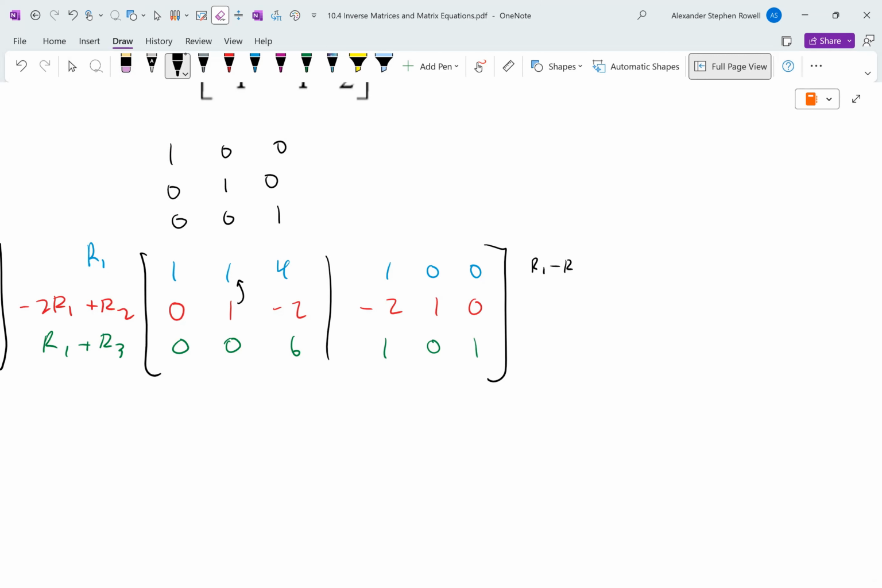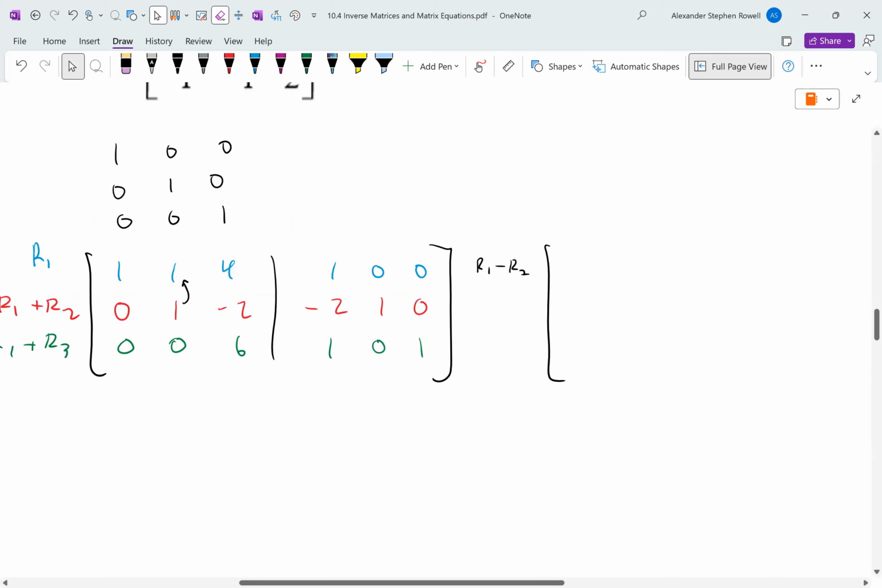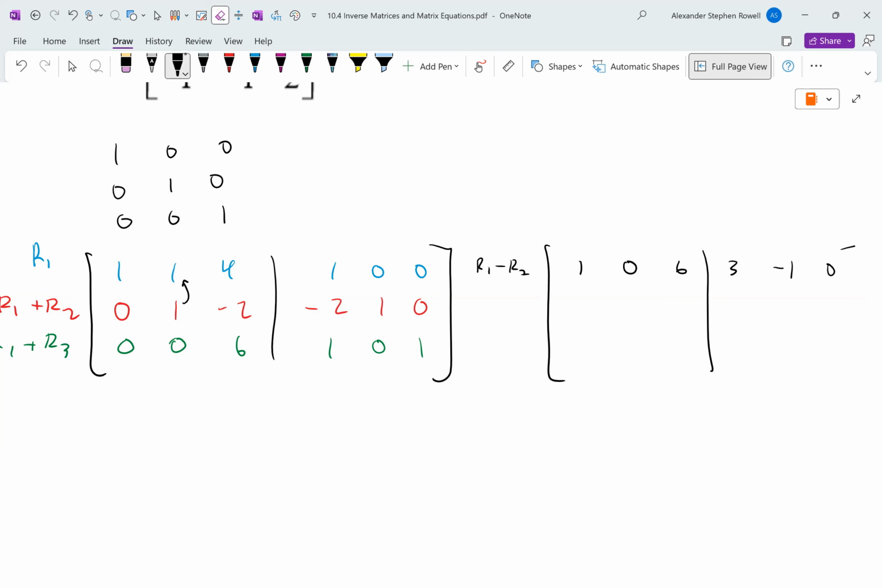Row 1 minus row 2 would give me 1, 0, 6, 3, minus 1, 0. I want this to be a 1, so maybe I'll do 1/6 row 3. 0, 0, 1, 1/6, and I'll keep row 2 as it is. 0, 1, -2, positive 1, 0.